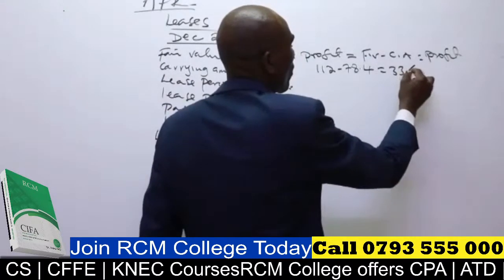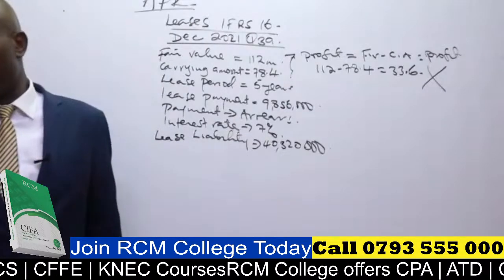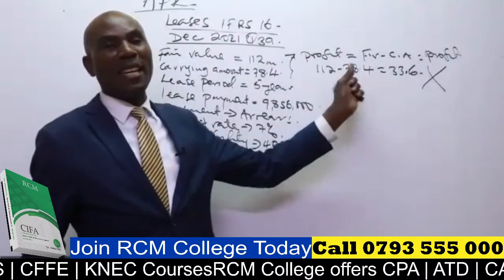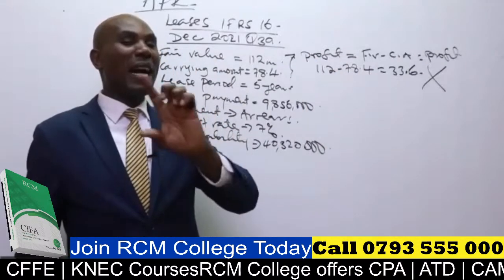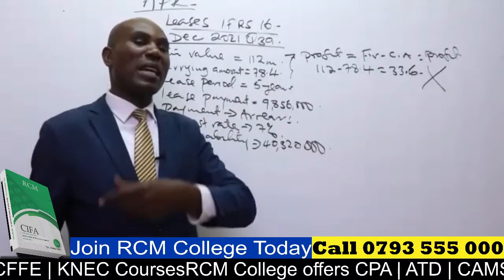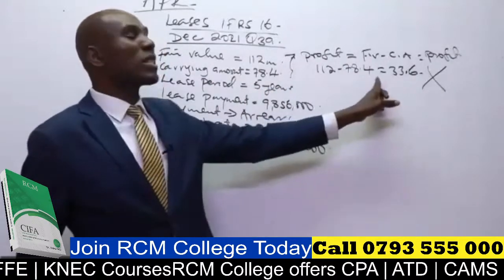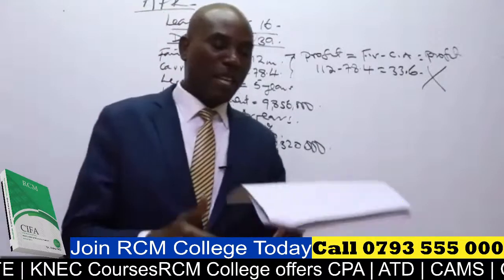He reported this profit, which is a big no. That is not the profit you are going to report. According to IFRS 16, if you report this profit, then you are very wrong, because under IFRS 16 we are going to compute the profit, the gain or loss, as the rights transferred to the buyer only. Therefore, this was a very big mistake this person made.